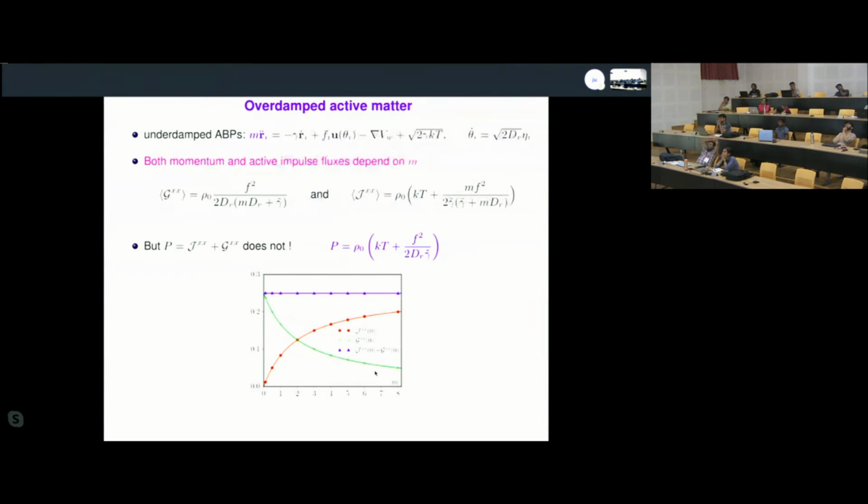The flux of momentum in this case falls to 0, and the pressure is simply given by the active impulse. That's what you find in most active matter papers that speak about an equation of state. The pressure is a sum of a passive pressure, rho kT, maybe some Irving-Kirkwood tensor if you have pairwise interactions, plus an active pressure, and this active pressure is nothing but the flux of active impulse.